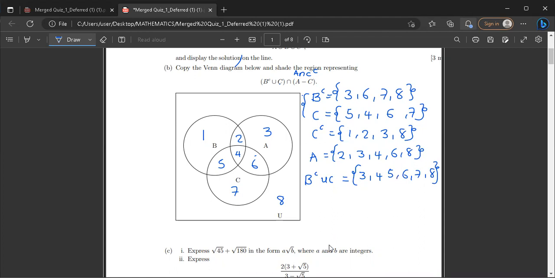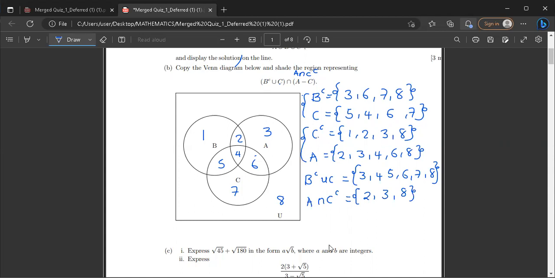Then now we go for the other one, which is A intersection C complement. We just check which numbers are appearing in both. You can see we have 2 there. We don't have a 1 in A, so we can say 2 is found in both. Then we also have 3 found in both. Then 4 is not found in here, so we skip. 6 is not found in here, but we have 8. So this is A intersection C complement.